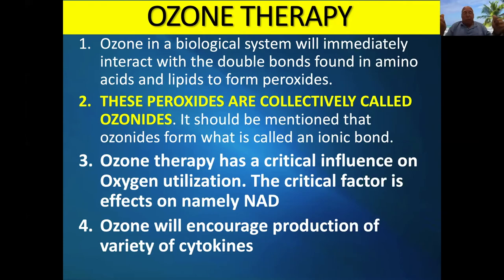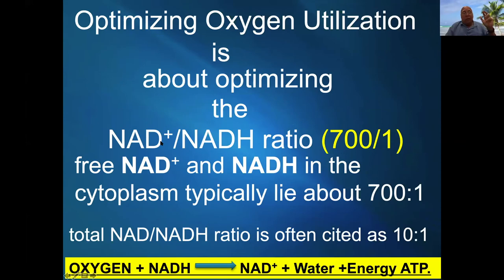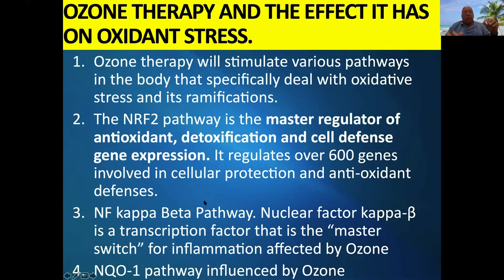And it also has the NAD-NADH ratio. Those of us in regenerative medicine need to learn about NAD because it's very important. Again, the health of the cell depends on the NAD-NADH ratio. And NAD is basically the cell's energy. It helps the cell produce ATP. So it's a rather important aspect there. Now, what else ozone does is it stimulates something called the NRF2 pathway.